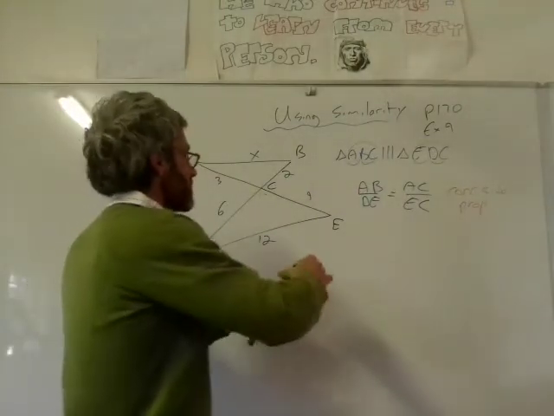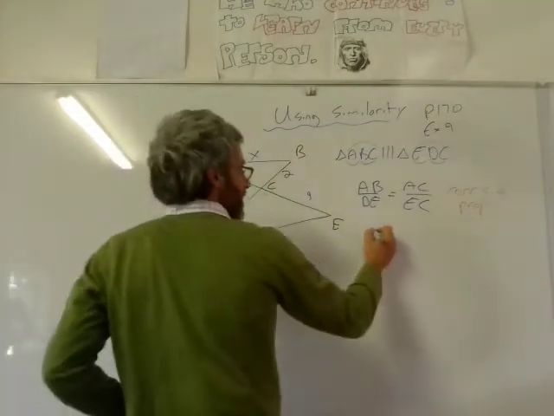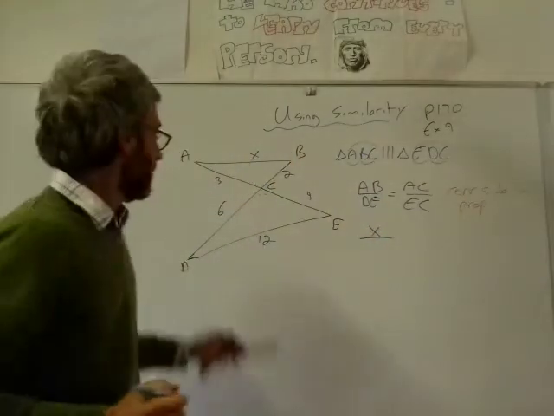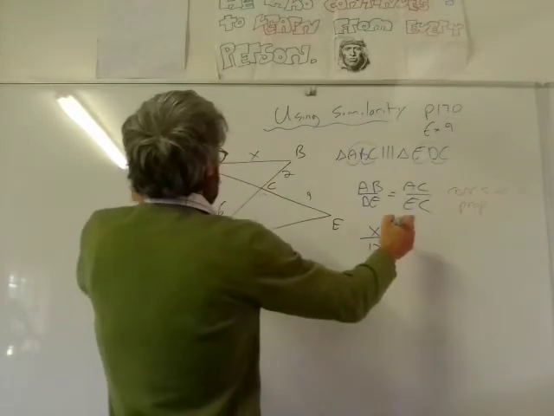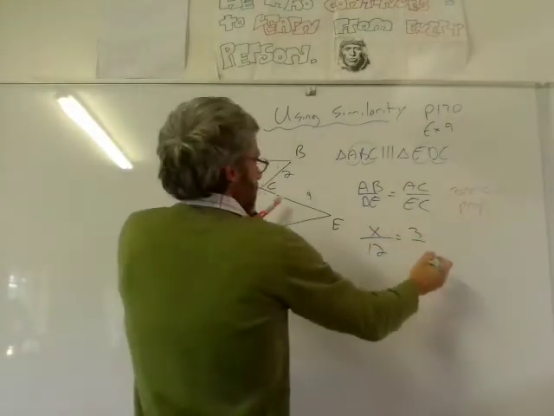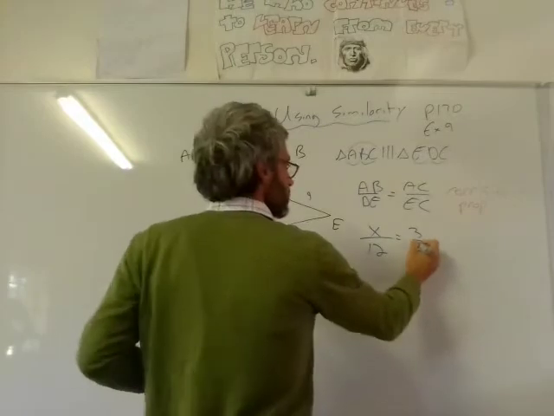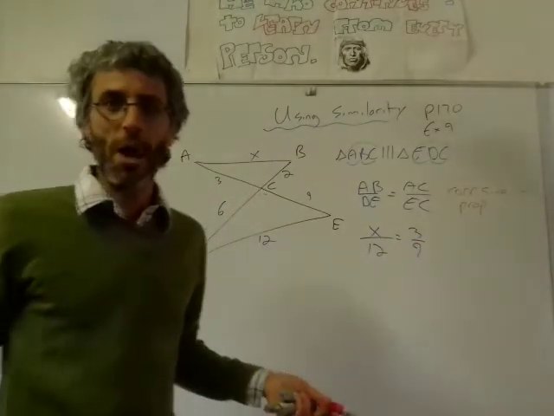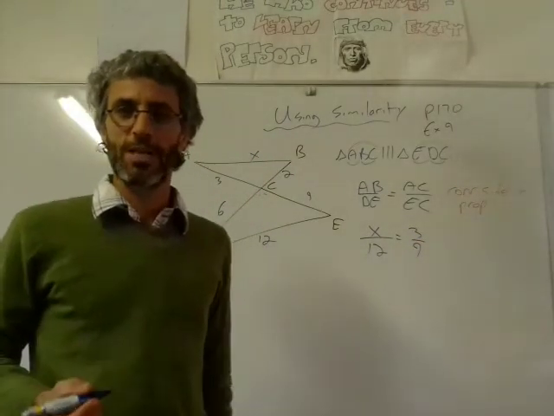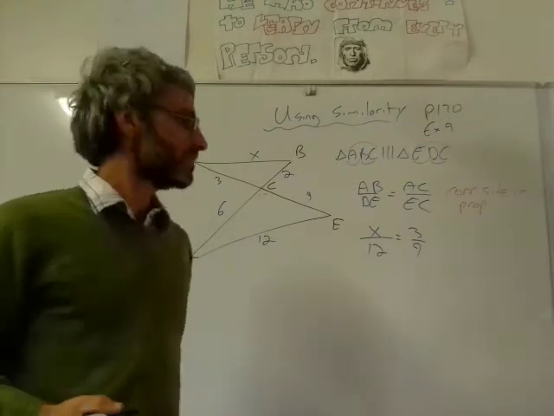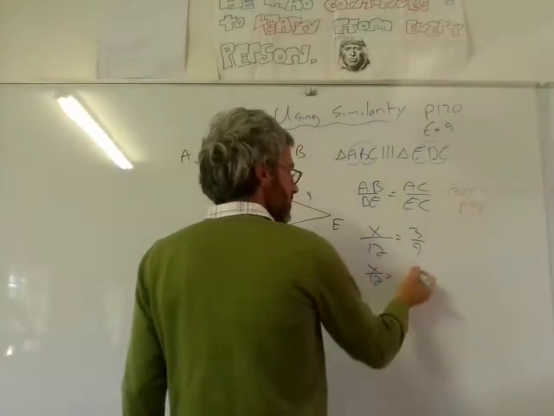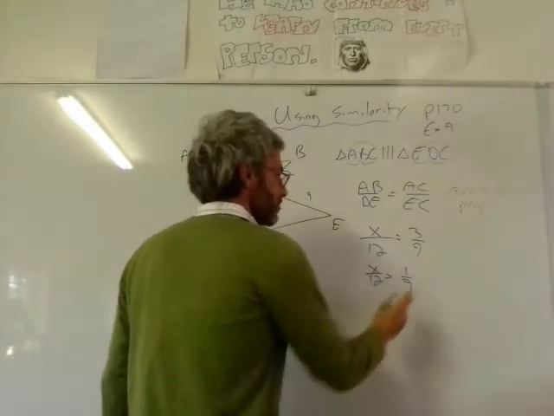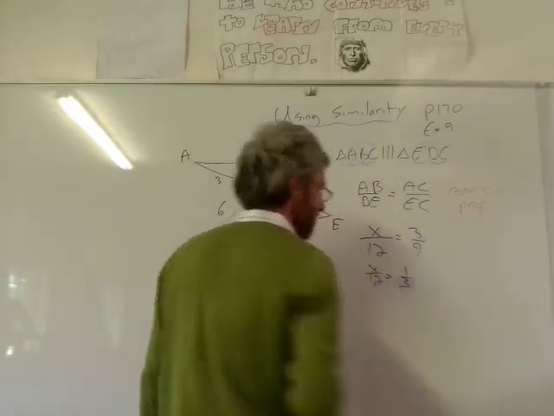Now AB, I don't know what AB is. AB is x, so I just write x. DE, I know, is 12. AC is 3. EC is 9. So I've got an equation where all the numbers are known except for x. So I'm going to write x divided by 12 equals 3 over 9, which is the same as 1 over 3.